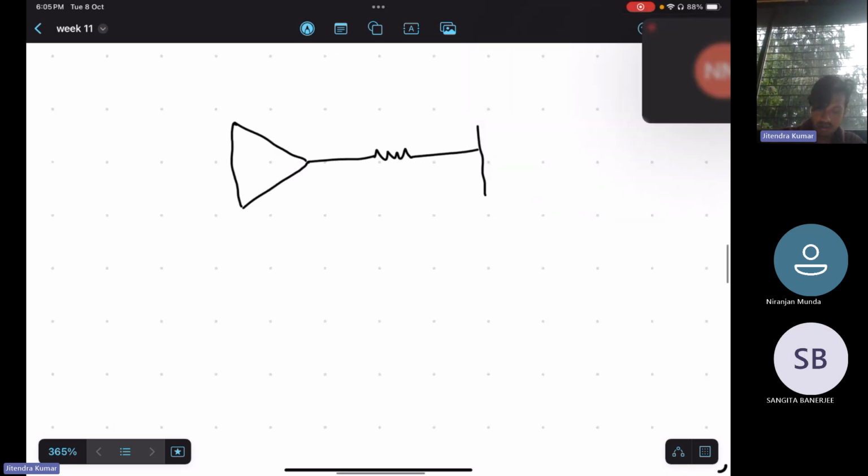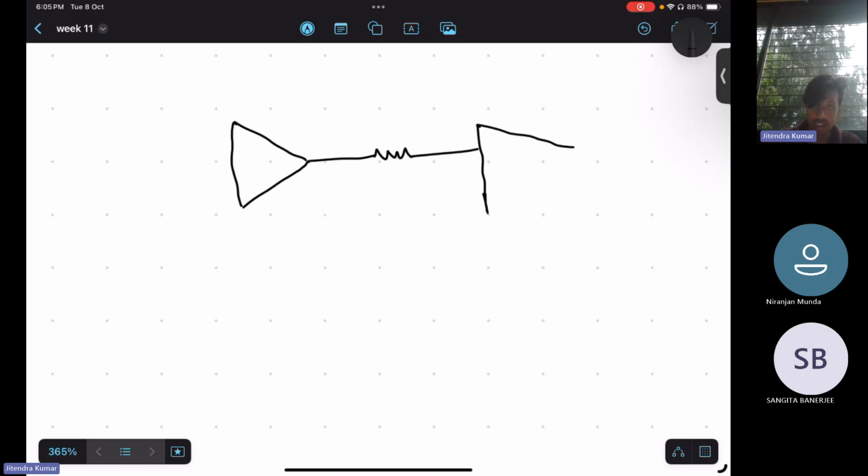Okay, so what I was about to draw is one integrator circuit along with one Schmitt trigger circuit. The Schmitt trigger will have positive feedback, as we have seen in our previous lectures. And here also, this integrator circuit is connected in cascade with a Schmitt trigger.